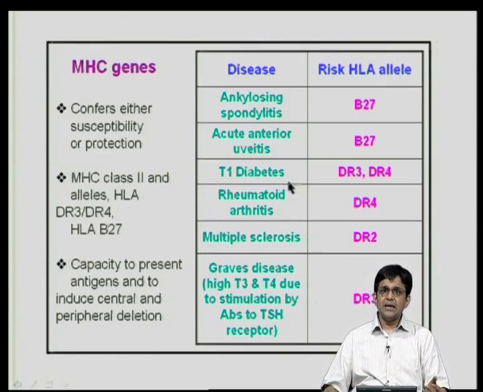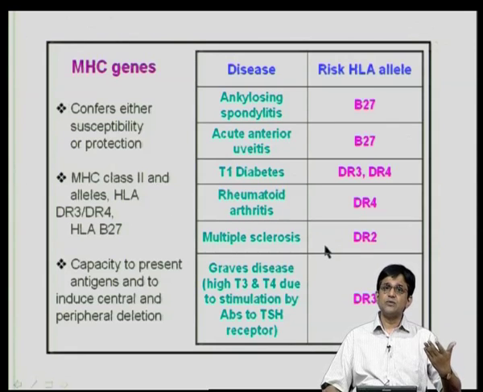Now, you can see that there is a whole list of molecules or the variants of MHC. For example, HLA-B27 is associated with spondylitis, a very high association. HLA-B27 is also associated with uveitis. Now, with respect to type 1 diabetes, you have association with DR3, DR4. You will remember that these DR molecules are MHC class 2 molecules. With rheumatoid arthritis, again you have association with DR4, multiple sclerosis with DR2, and then you have Graves' disease.